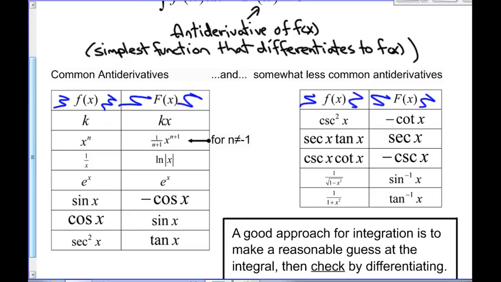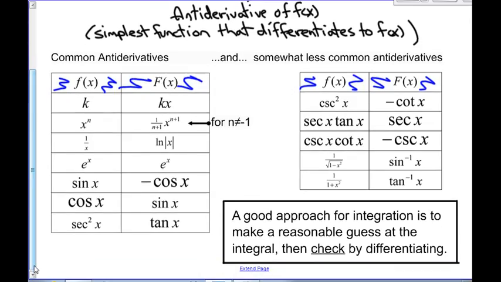You can notice that these are all just the differentiation rules in reverse. And as things get a little more involved, a really good approach when you're doing an indefinite integral is just to make a reasonable guess at the integral and check by differentiating. If you're not quite right, if your coefficient is off by a little bit, just correct by multiplying or dividing by a certain amount. Now, there are a few of these that are really worth knowing.